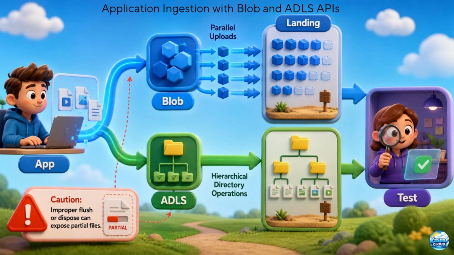Because OneLake is a managed SaaS service and does not support every Azure storage operation or behavior, developers should validate API compatibility, permissions, file writing patterns, and error handling before using these integrations in production. This makes API design and testing important for reliable production ingestion.